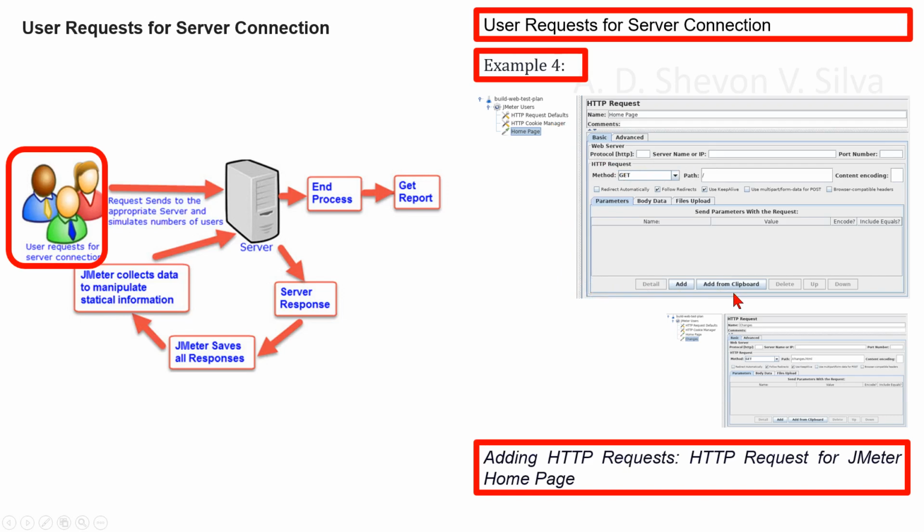Here you can see the HTTP request for JMeter homepage. Next, add the second HTTP request and edit the following properties. See the figure here. First, change the name field to changes and set the path to /changes.html. Here you can see the HTTP request for the JMeter changes page.